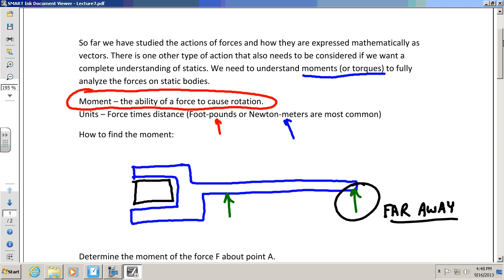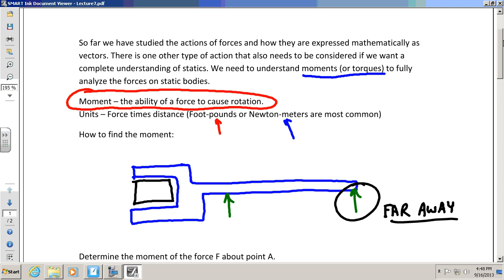The same thing happens with a heavy door. If you're trying to open up a heavy door, you don't try to push the door near the door hinge. You push as far away from the hinge as possible, and that's going to make it a whole lot easier to push that door open.